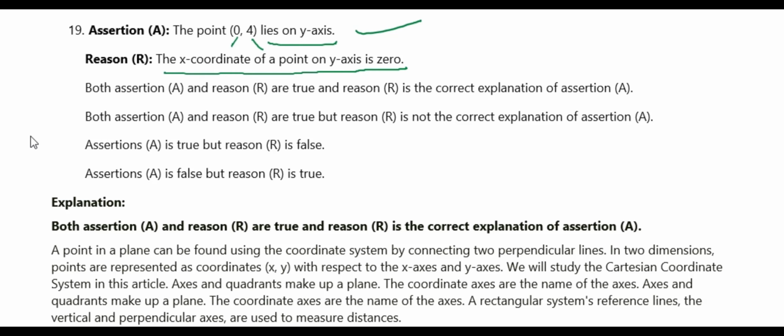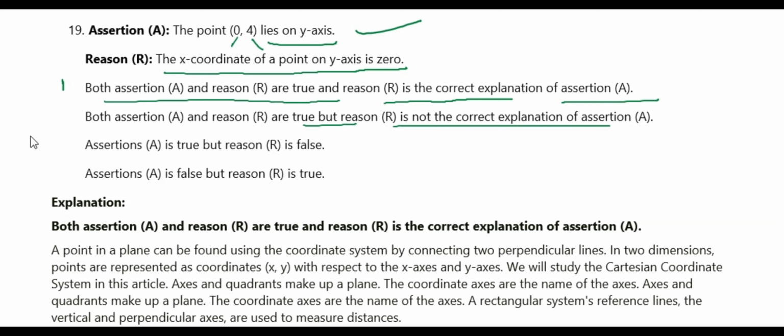The point lies on the y-axis. The x-coordinate of a point on the y-axis is 0. So you can see both assertion and reason are true, and reason R is the correct explanation of A, first option. B: both assertion A and reason R are true, but R is not the correct explanation of A. Then assertion A is true but reason R is false. Assertion A is false but reason R is true.